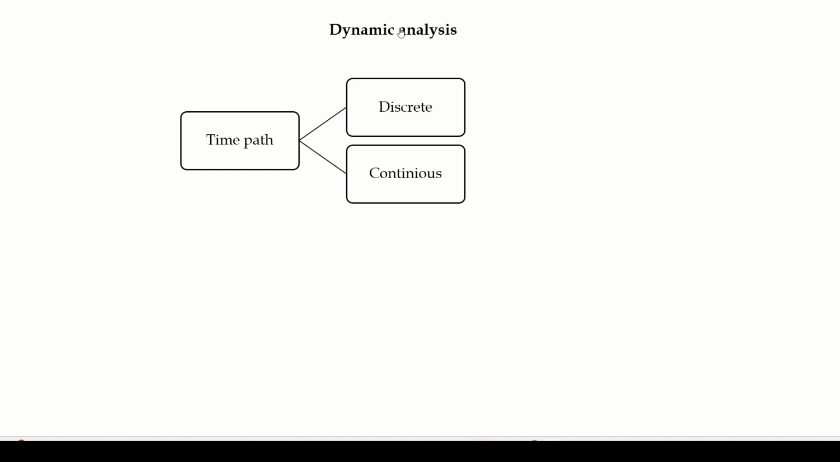First is about the time itself. Time can be considered as a discrete or continuous variable. A discrete variable, as we know, will undergo change after every certain period of time, and a continuous variable is one that is being changed at every instant.